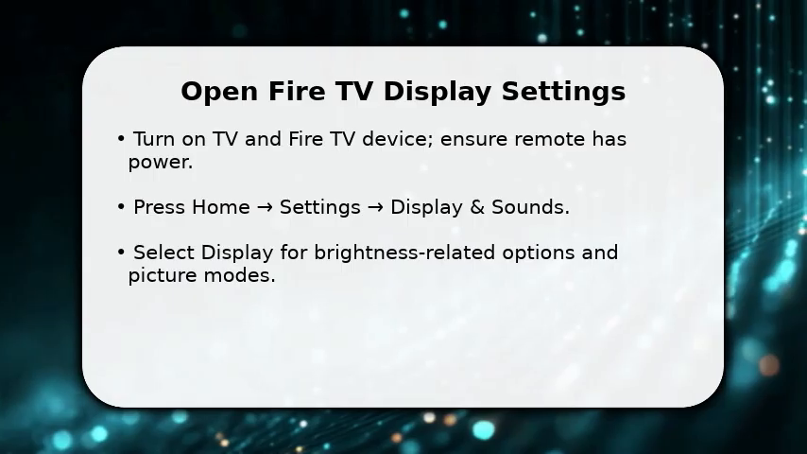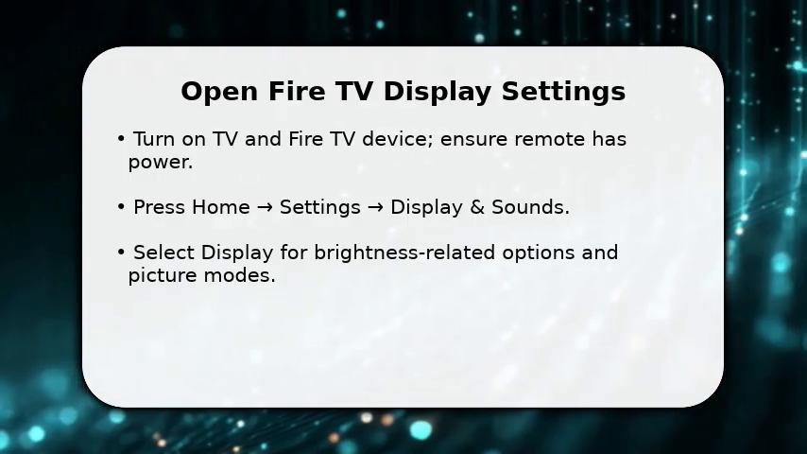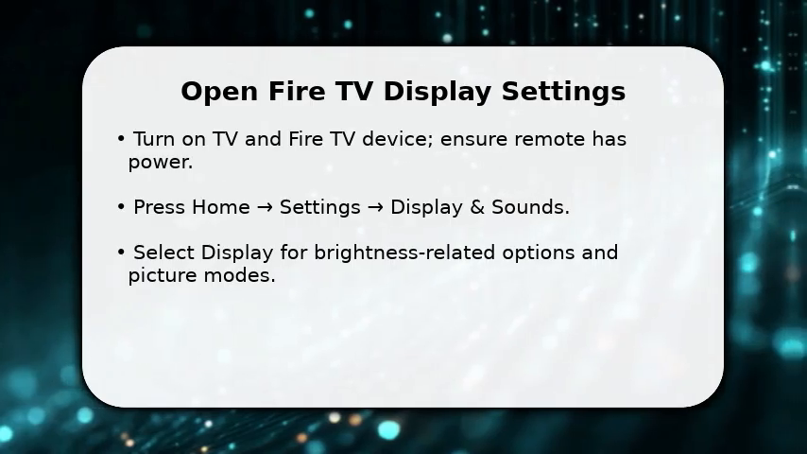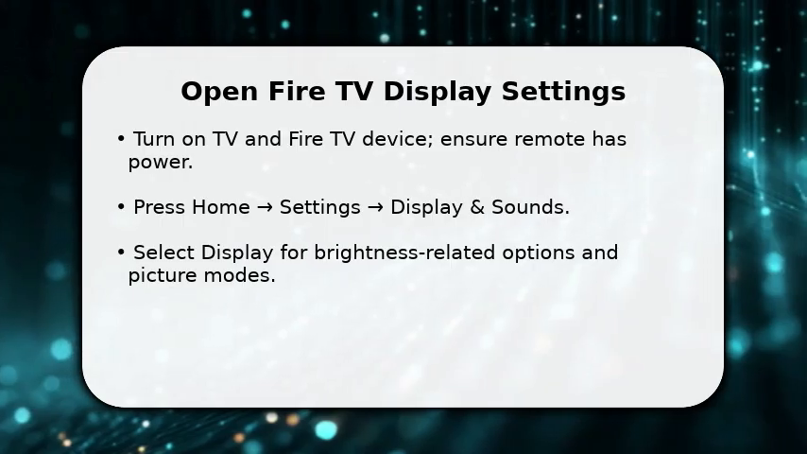You start at the Fire TV home screen. Make sure your remote responds and the TV input matches the Fire Stick. Press Home, then navigate to Settings. This is where system-level brightness controls live.